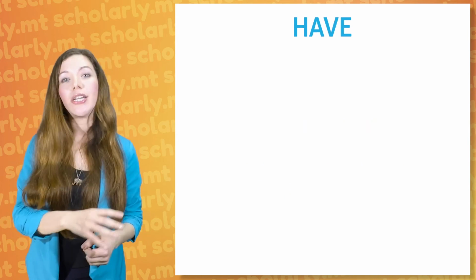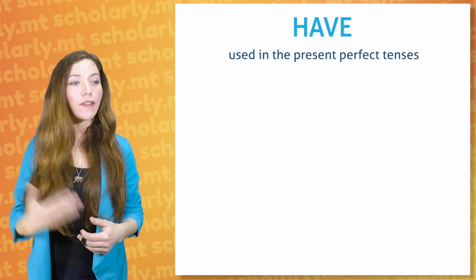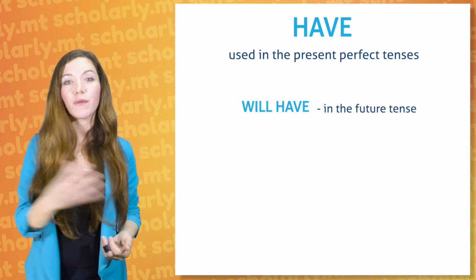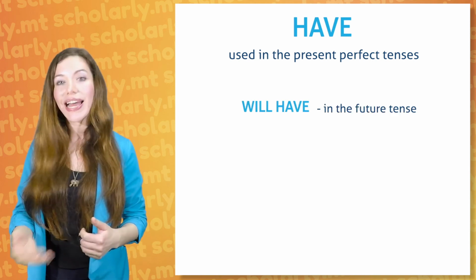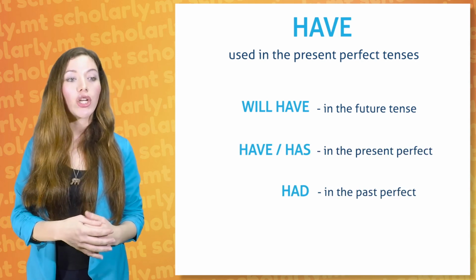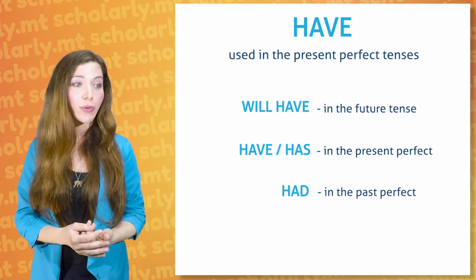Lastly, have. Have is the auxiliary verb used in the present perfect tenses. In the future form, we use the infinitive form only have with will or going to. I will have or I'm going to have. In the present perfect tense, your main verb, again, as always, is in the past participle form.